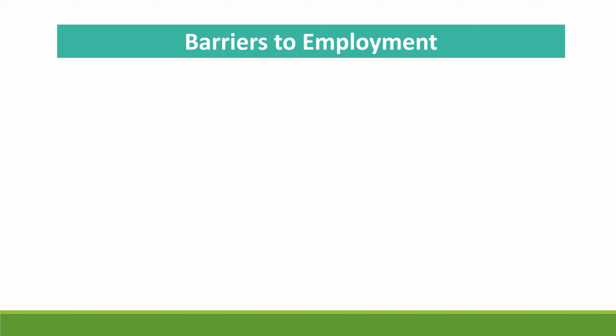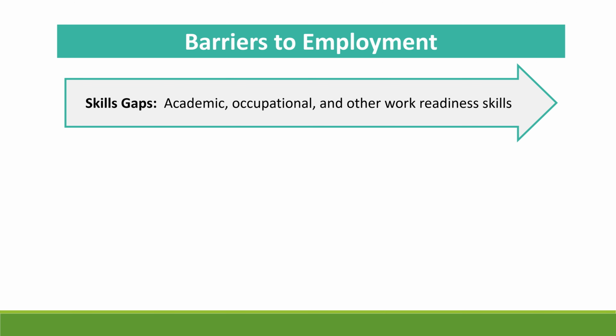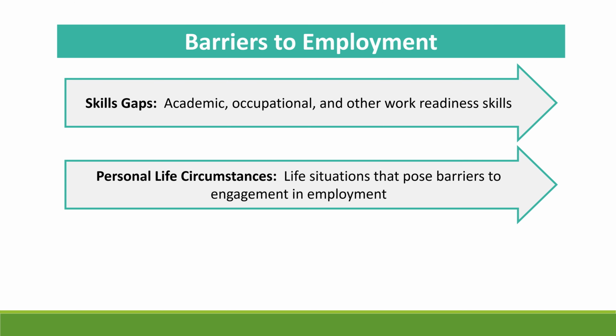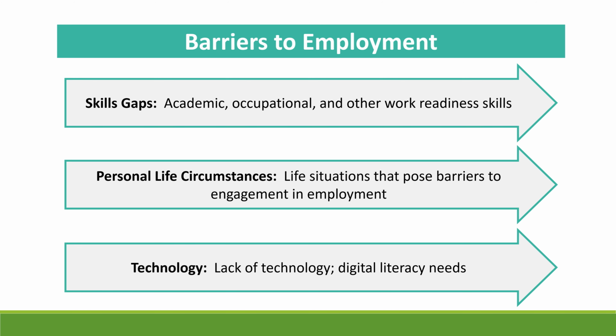A third critical element of an IEP and in the IEP process is the specific identification and elevation of barriers to employment that services need to address. This includes identification of specific skills gaps, as well as personal circumstances, such as the need for childcare or transportation, as well as technology needs, which has become more important with the acceleration to virtual environments and services that has occurred because of COVID.